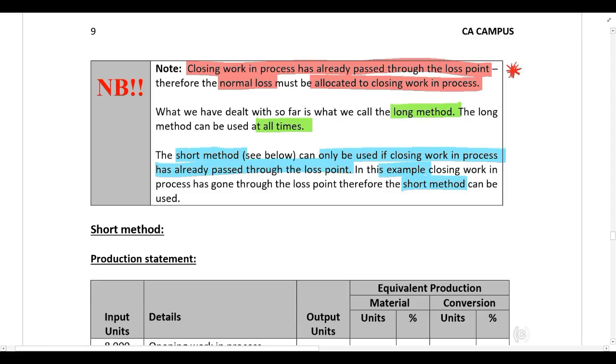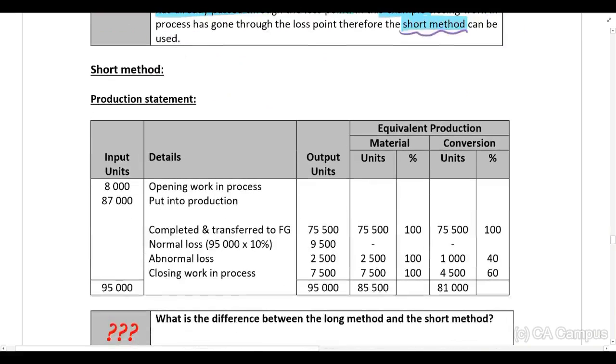However, where we meet certain criteria, let's use the short method. We do meet the criteria because the criteria is closing work in process must go through the loss point. So in this example, because it has, we can use the short method. So how does the short method work?